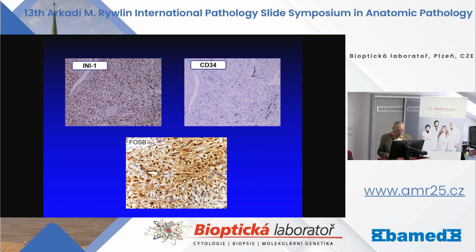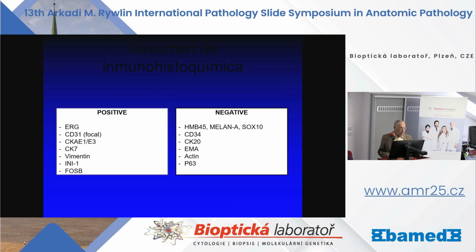So, these are the positive stains: ERG, CD31, cytokeratin, CK7, vimentin. INI1 was preserved, and FOSB was positive. And all of the other ones were negative.